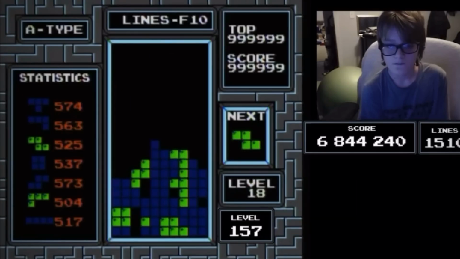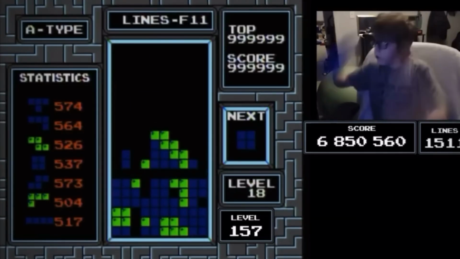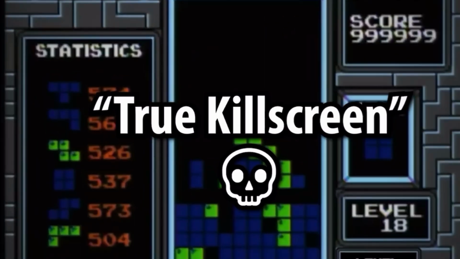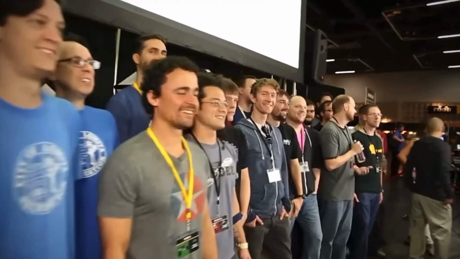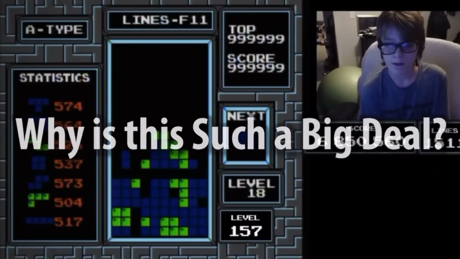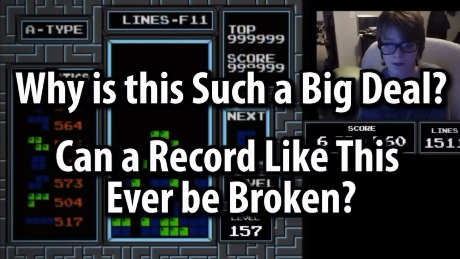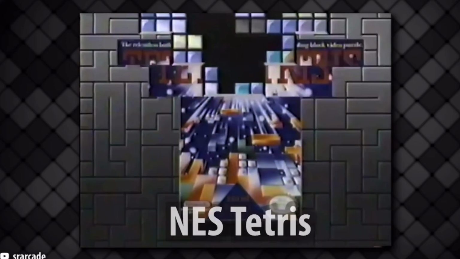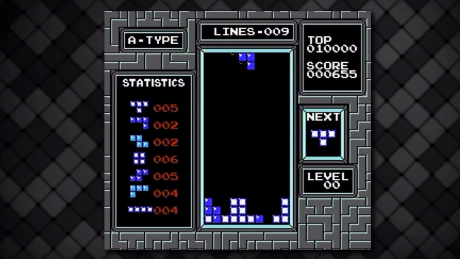But something unexpected is about to happen. He just became the first person ever to trigger a game crash, reaching the true kill screen, which is by far the biggest achievement in the 34-year-old history of the Pro Classic Tetris scene. So why is this such a big deal? And can a record like this ever be broken? To answer both those questions, we need to go back and start with the first unbeatable barrier in the game. In NES Tetris, released for the Nintendo Entertainment System in 1989, the goal is to assemble falling blocks to clear complete lines.